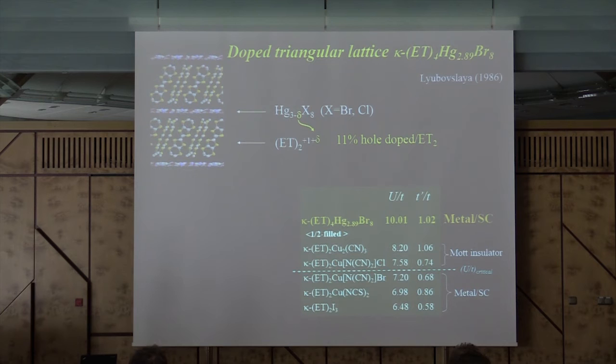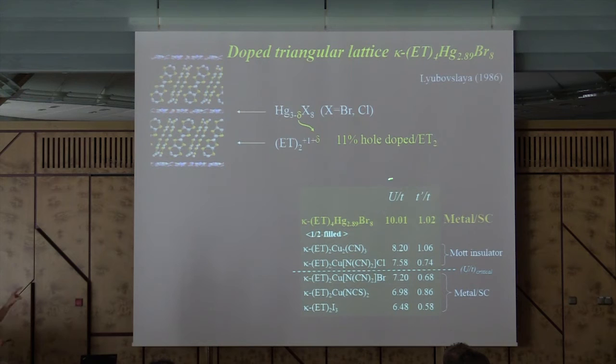If the content of mercury is 3, in that case, this is a Mott insulator. So the missing content, 0.11, contributes to the hole doping, 11% hole doping. And this material is very interesting. First, this is a rough estimate of the U over T. It's much, much higher than the non-Mott insulators. So this should be in the strongly correlated regime. And T prime over T, the triangularity of the triangle lattice, is nearly unity. So this is a strongly correlated triangle lattice system.